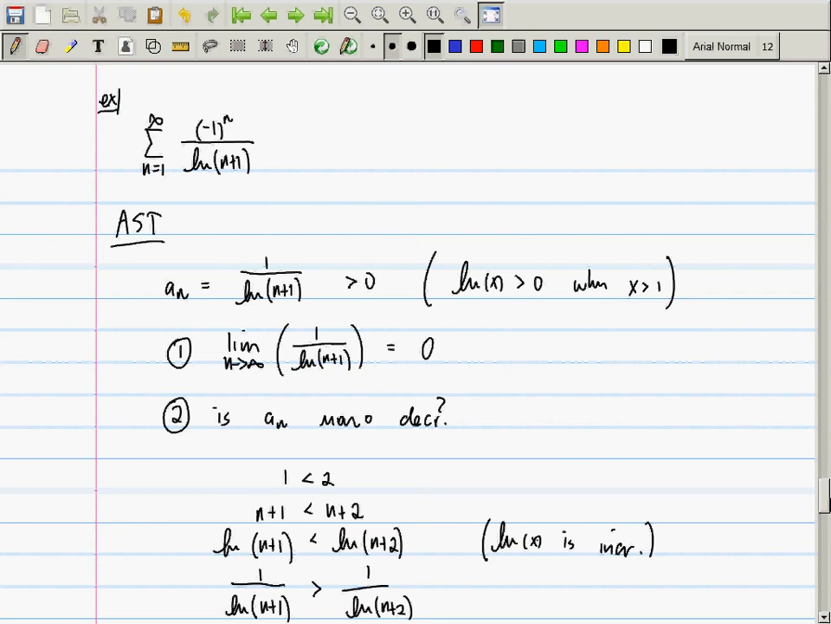But you need to be careful. If it doesn't satisfy the requirements of the alternating series test, that doesn't mean it diverges. That means that you cannot conclude it converges. Right, so there's a difference. So failure of the alternating series test does not say that it diverges. It says that you cannot conclude it converges, which is different. It may still converge. Okay.